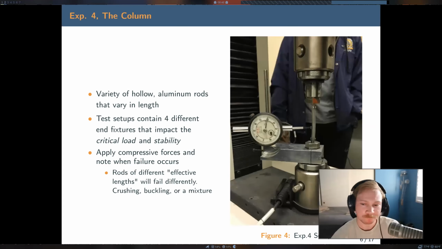All right. Next one, experiment 4, this is the column. This one is honestly usually a big pain to do, at least if you're measuring the deflection outwards. And sometimes we actually don't measure that. It kind of depends on the semester.